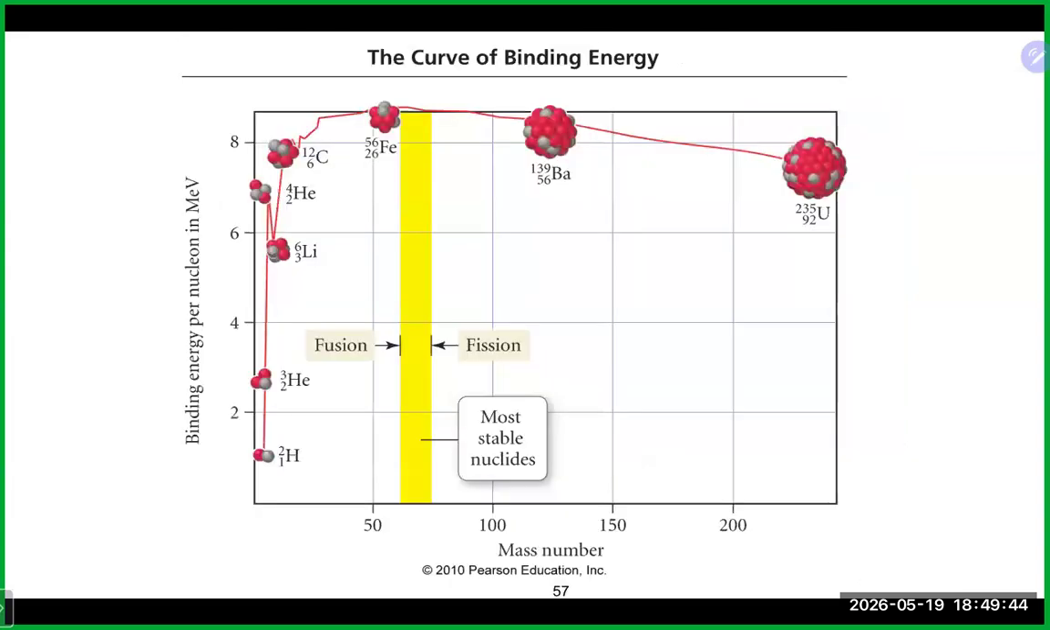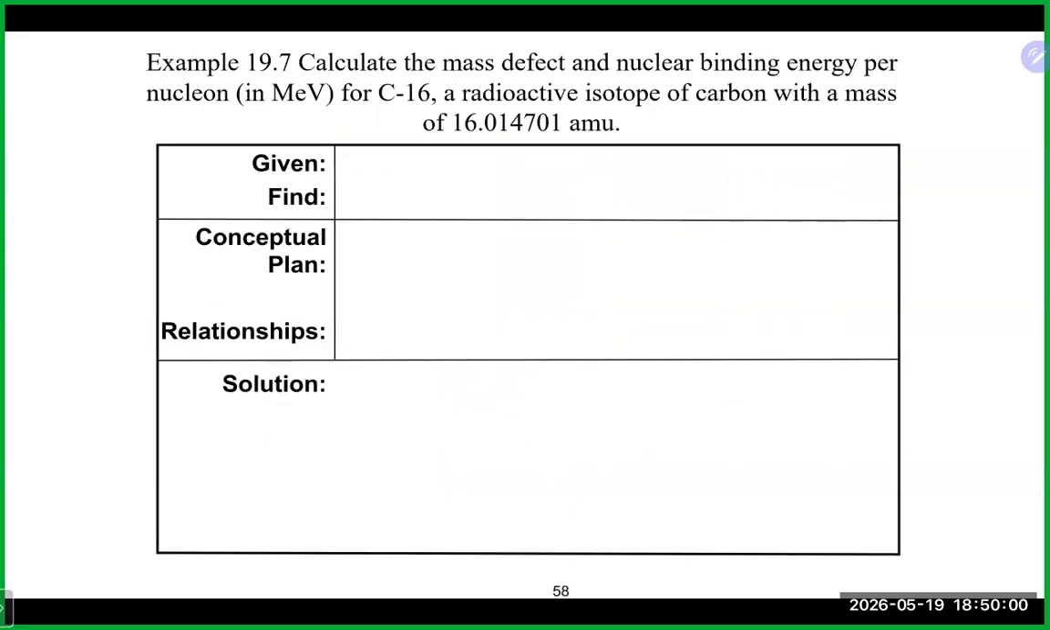And again, you can see that here. Things will do fusion or fission to try to get themselves into a nice stable area. But again, having a higher binding energy per nucleon is definitely a measure of stability.